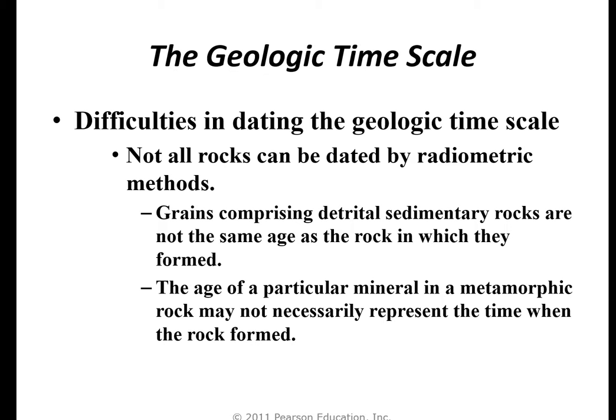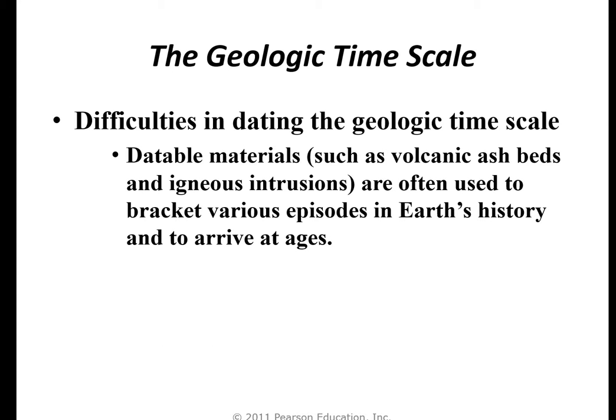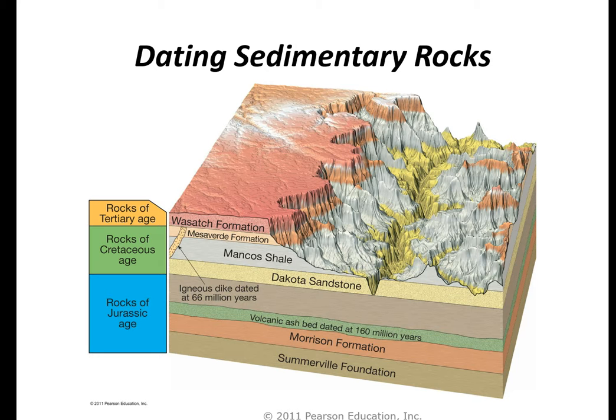There are difficulties in dating the geological time scale. Not all of the rocks can be dated by radiometric methods. Grains comprising detrital sedimentary rocks are not the same age as the rock in which they were formed, and the age of the particular mineral in a metamorphic rock cannot necessarily represent the time when the rock formed. Datable materials such as volcanic ash beds and igneous intrusions are often used to bracket various episodes in Earth's history and to arrive at ages. So here we can see the different rocks of the different geological time scales, also in your book.